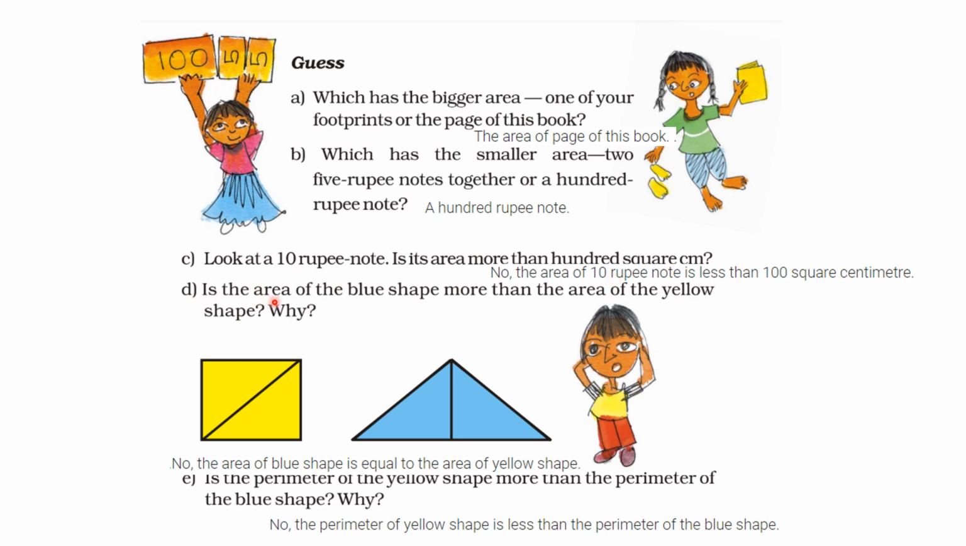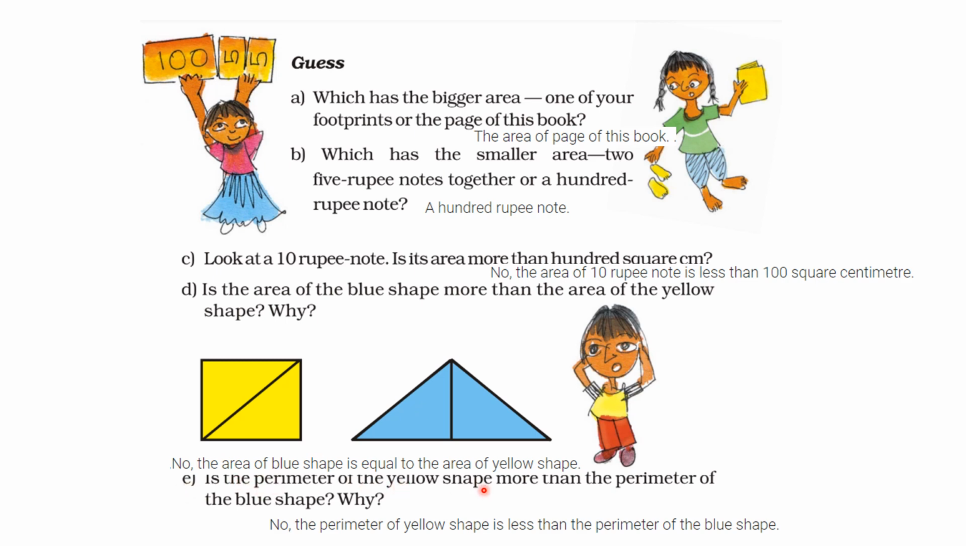Question number D. Is the area of the blue shape more than the area of the yellow shape? Why? So they have given two shapes here. One is a yellow shape and one is a blue shape. It is a square, right? It contains two triangles, and here again two triangles, and both look exactly the same, right? So can we say the blue shape is more than the area of the yellow shape? No. The area of the blue shape is equal to the area of the yellow shape. Both areas are the same.